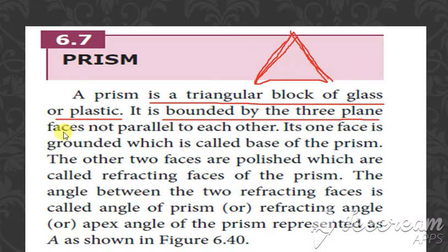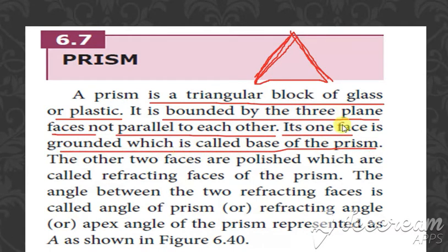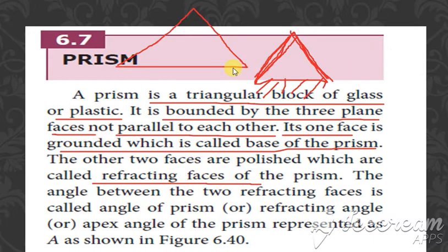It is bounded by three plane faces not parallel to each other. So it has three faces and they are not parallel to each other. Its one face is ground, which is called the base of the prism. For some prisms it will be long. That forms the base of the prism, and the other two faces are polished. The other two faces are called the refracting faces. So this is the base of the prism and these two are the refracting faces of the prism.